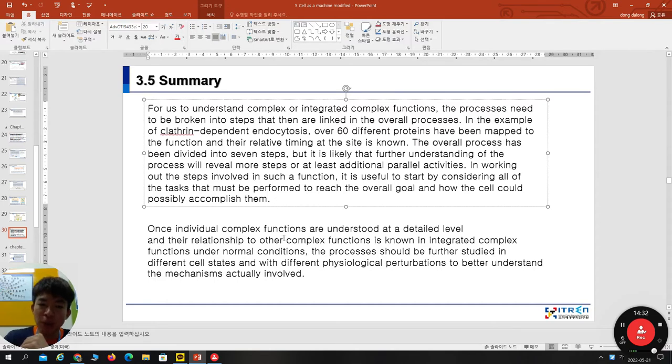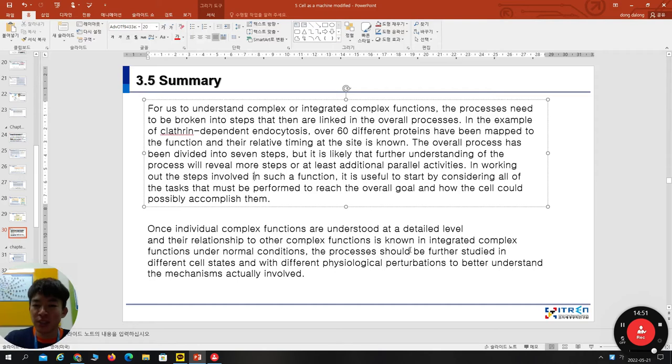Once individual complex functions are understood at a detailed level and their relations to the other complex functions are known in an integrated complex function, the normal condition, the process should be further studied in different cell stages and with different physiological perturbations to better understand the mechanism actually involved.